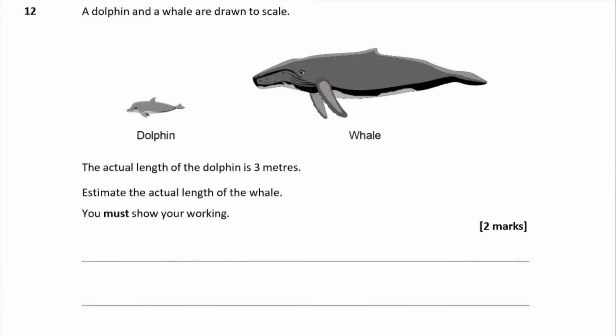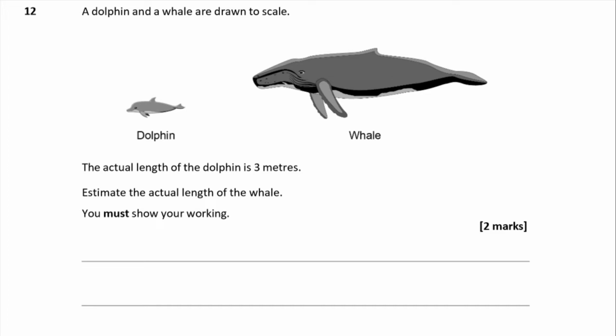Question 12. A dolphin and a whale are drawn to scale. There they are. That doesn't mean that's how big they are. A dolphin isn't that tiny thing, but drawn to scale means that relative to each other, if that was the size of the dolphin, then relatively that would be the size of the whale. Okay, so the actual length of the dolphin is 3 meters. Estimate the actual length of the whale. You must show your working.